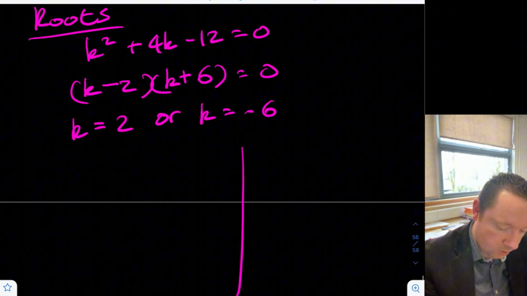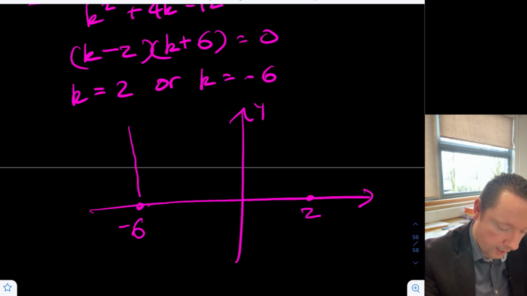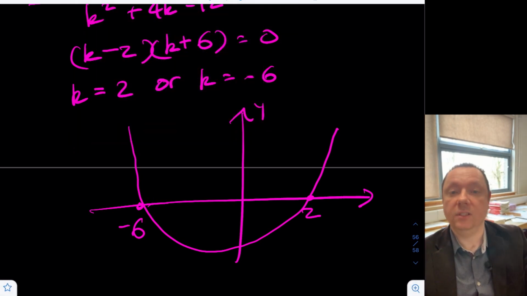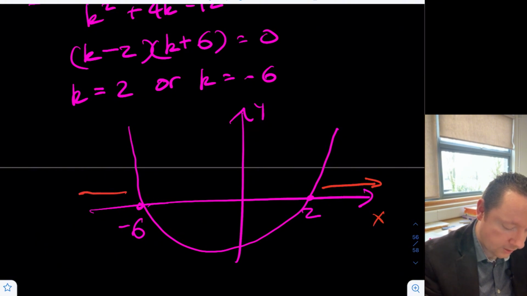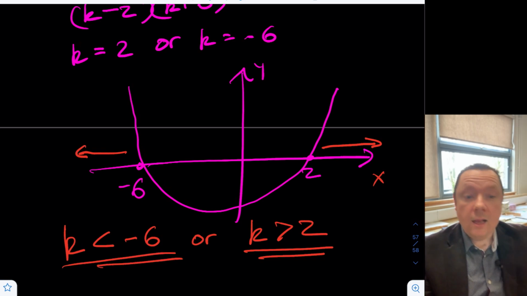Drawing a quick sketch then of that graph, we get 2 over here somewhere, minus 6 over here. It's a positive k squared, so it is a happy face. We don't need the turning point or anything because we're just looking to see when is this bigger than 0. Well, it's bigger than 0 above the x-axis, so it's over this side, it's always bigger than 0, and over this side, it's always bigger than 0 as well. So our final answer is k is less than minus 6, or k is bigger than 2. And we're done there.